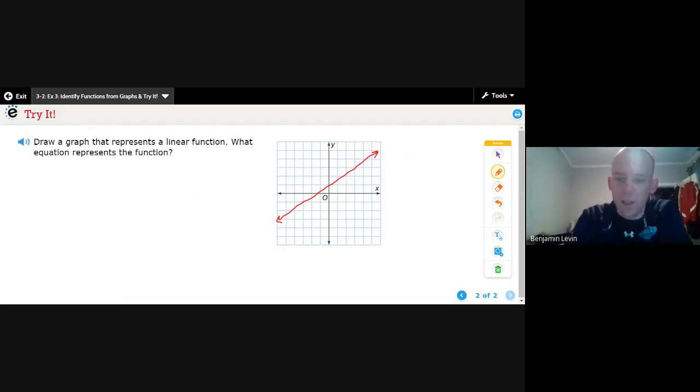So what I'm going to do is label some points here. My y-intercept is right here. That is 1, right? It's one space up. One space. So my y-intercept is going to be +1. Now let's figure out what my slope is.